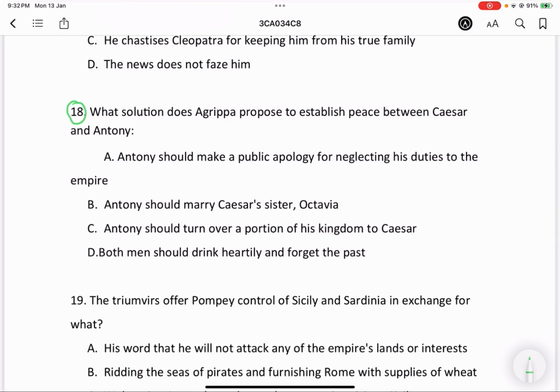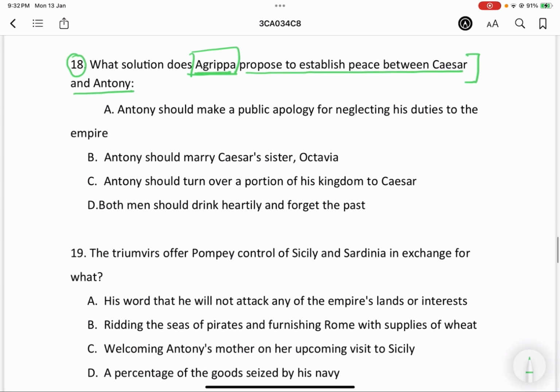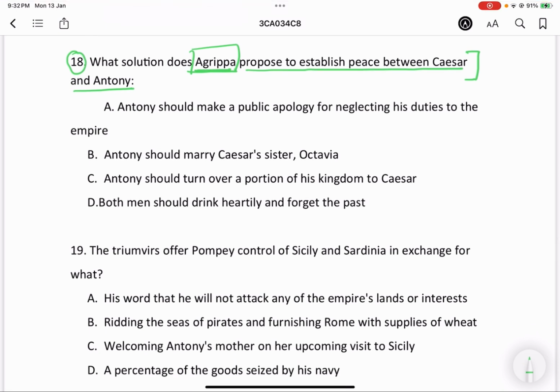Question number 18. What solution does Agrippa propose to establish peace between Caesar and Antony? This is also an important point. Agrippa is the one who makes a suggestion to impose peace between Caesar and Antony. And the suggestion is this, that Antony should marry Caesar's sister Octavia.